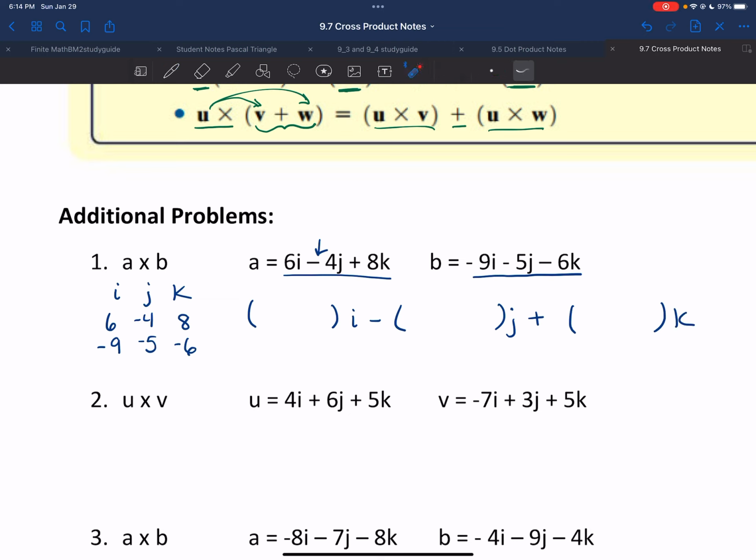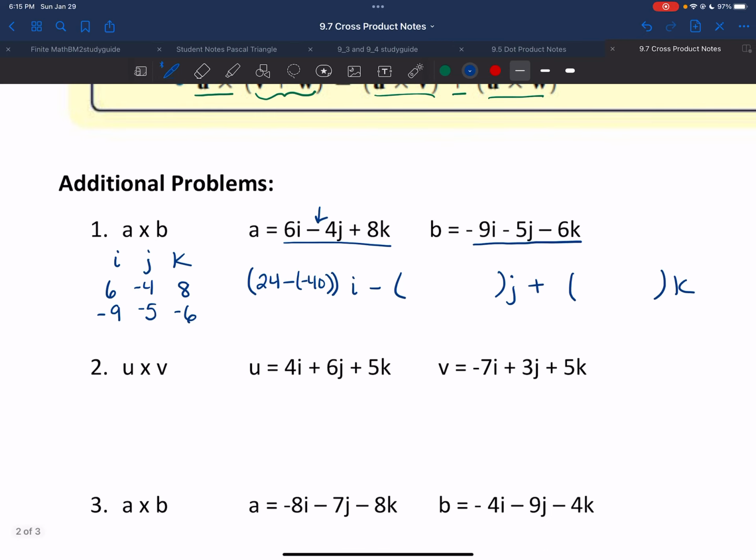All right, my first one is this cross, right? Because this one's going to be out. So 4 times 6 is 24, and I have 2 negatives. So I have 24 minus -5 times 8 is going to be -40. And then my j, right? I'm going to cross, because these are out, I'm going to cross this and this. So 6 times -6 is going to give me -36, minus -9 times 8 is going to give me -72.